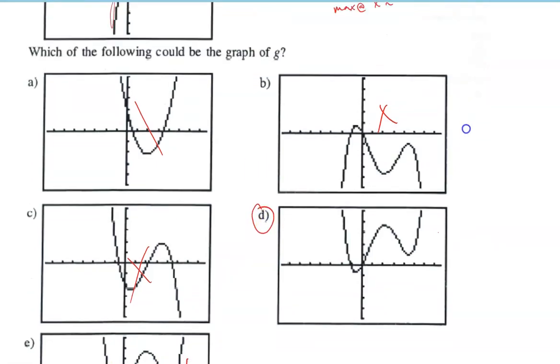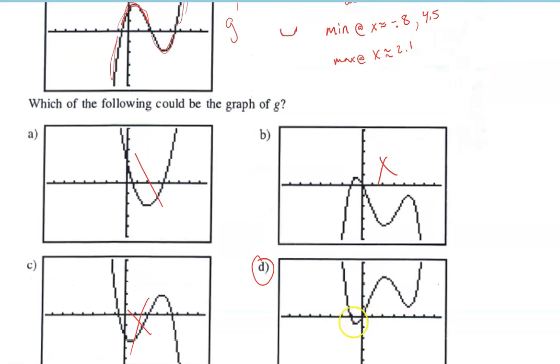Let's double check the extrema. Do we have a min a little bit to the right of -1? Yes, we do. A little bit to the right of 2, we have a max, and then in between 4 and 5, we have another min, so looks good to me.